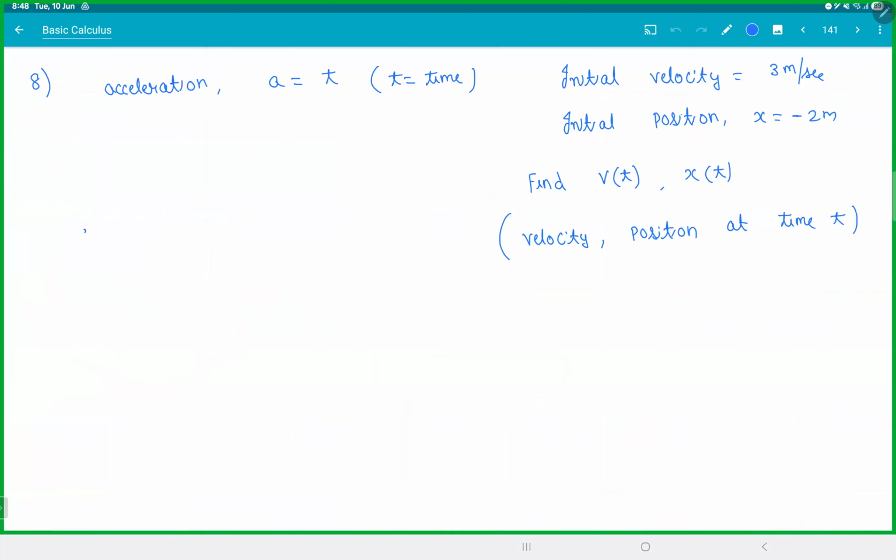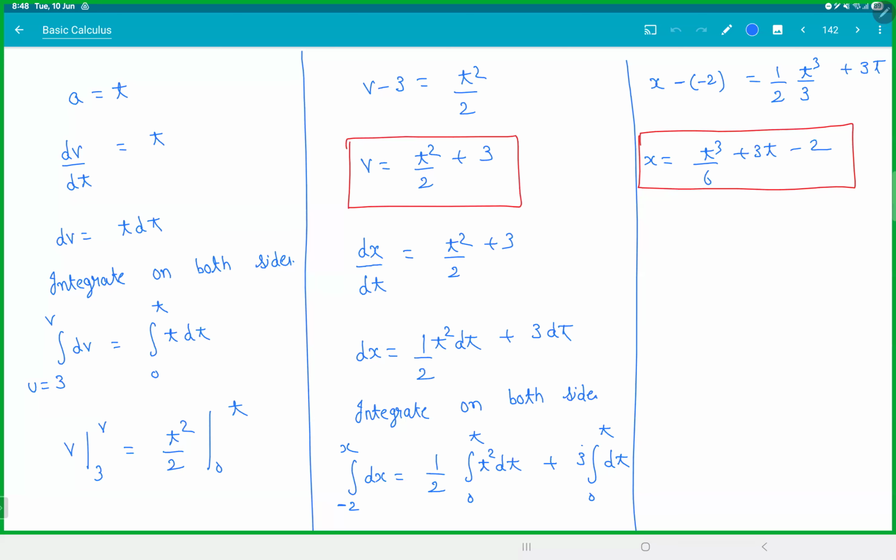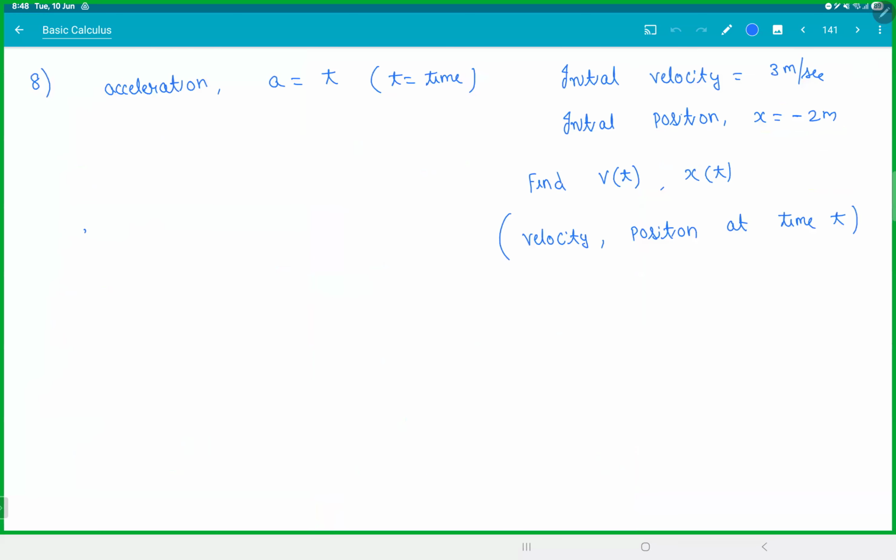Anyone remember this question? Question 8, calculus. A is equal to T, with initial velocity and initial position given, find V and X of T. You have integrated the whole thing to get V and X. You're not seeing it for the first time. You've seen this before, just forgot.